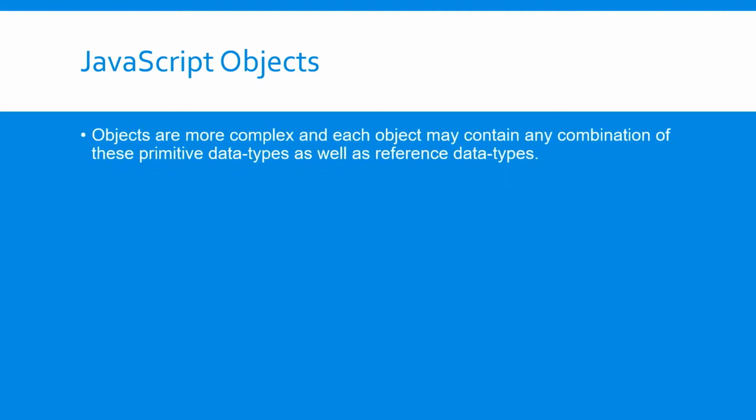You have already learned that JavaScript variables are containers of data values, or we can say objects are variables too, but objects can contain many values. The values are written as name value pairs. The name and value are separated by a colon.